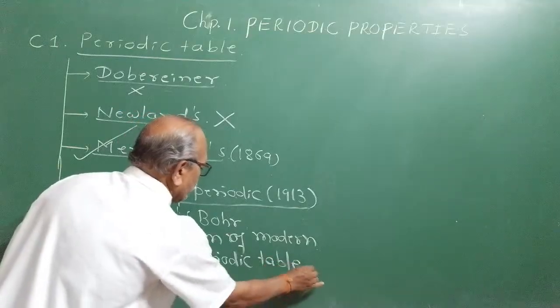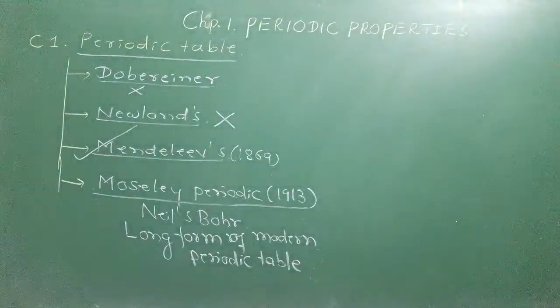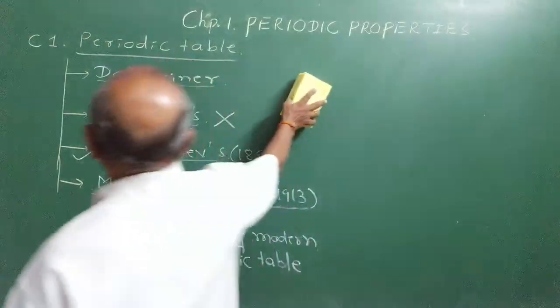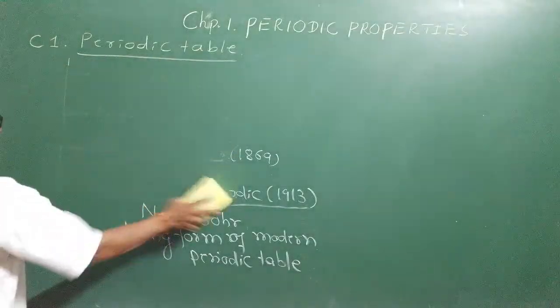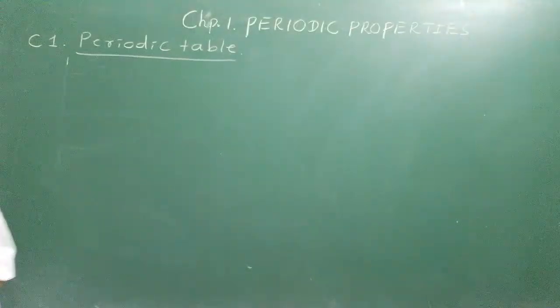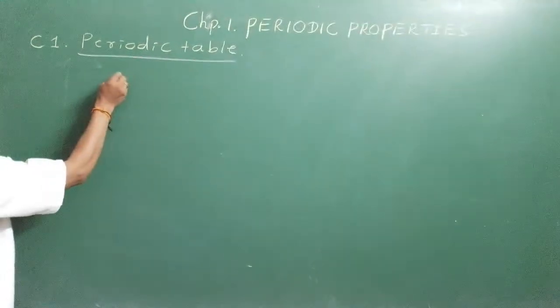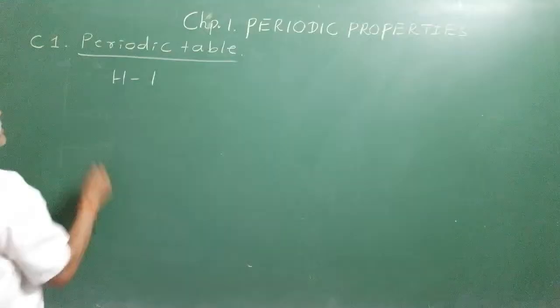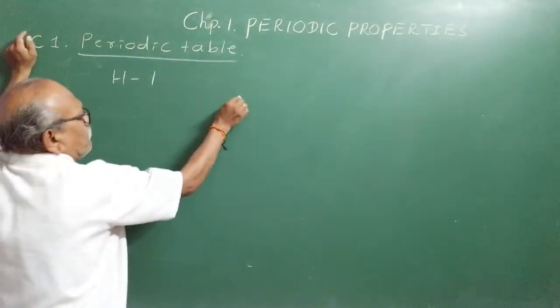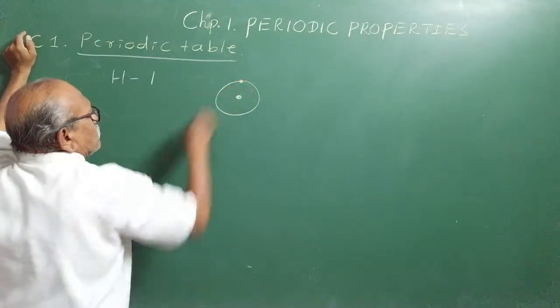So what are the main features of the long form of the periodic table? Let us try to understand. The modern periodic table is totally based on atomic number. Just recall, every element has an atomic number. The atomic number of hydrogen is 1. How do you write its electronic configuration? This is the nucleus, this is the K shell. In the K shell there is 1 electron.